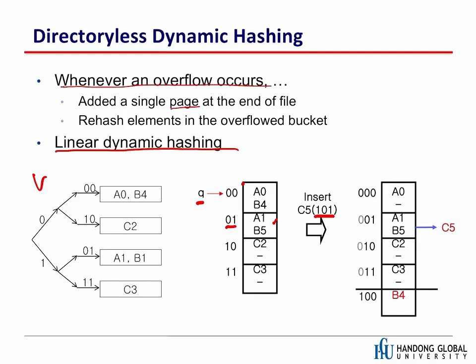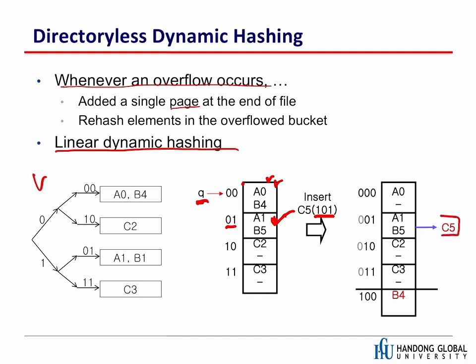So C5 makes the overflow problem, then we split this bucket. Q is pointing to this bucket, so we split this bucket, not this bucket. Okay, this is a little weird somehow. We don't split this bucket.